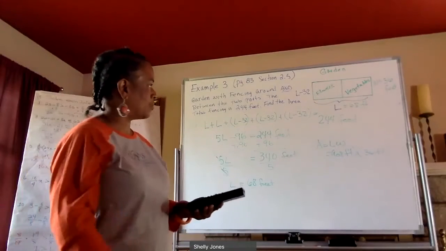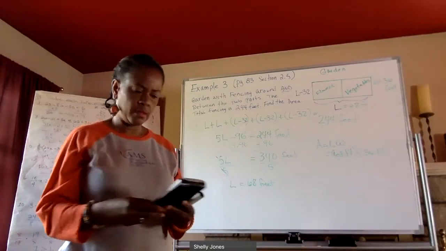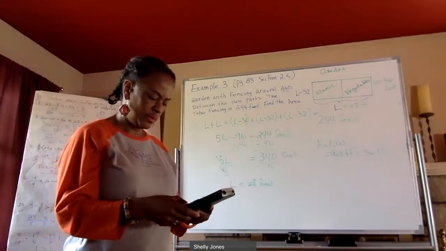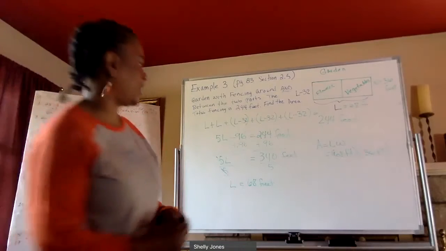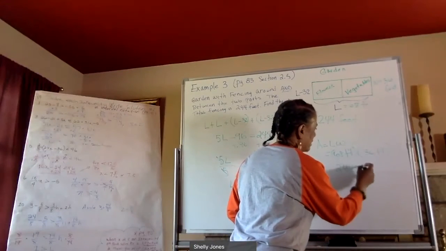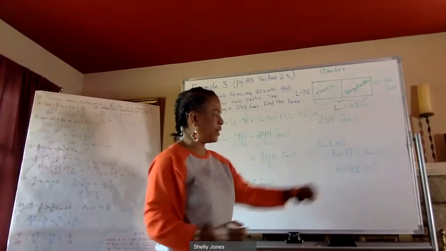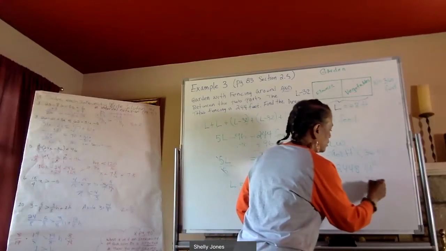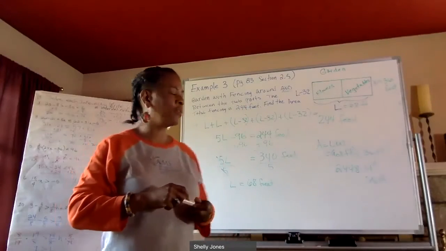All right, so let me just work this out. 2448. So the area is 2448 square feet. You can say feet squared like that, or you could say SQFT for square feet. So 2448.